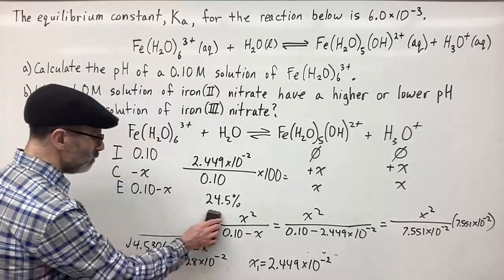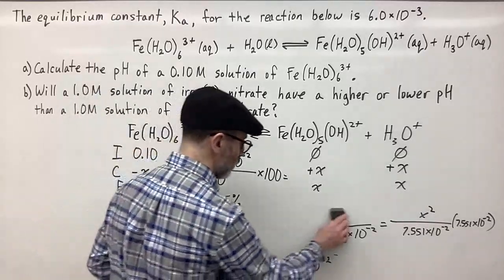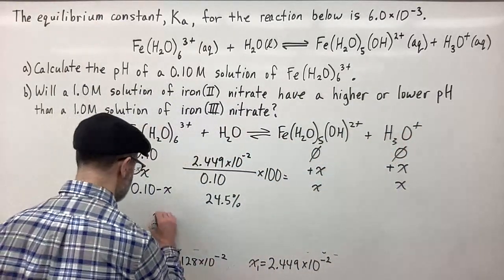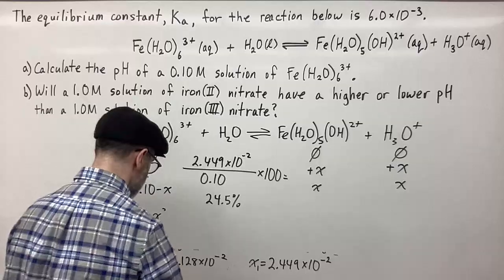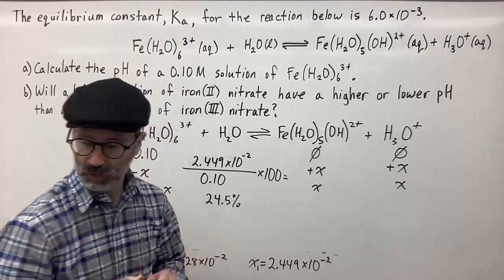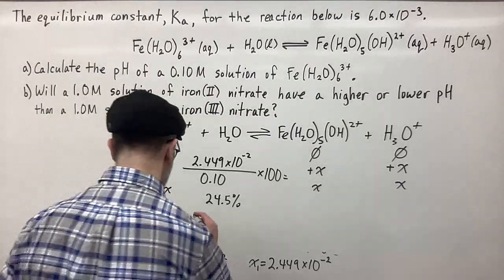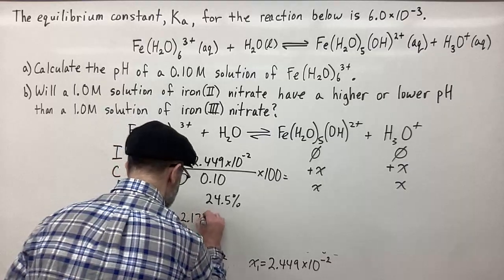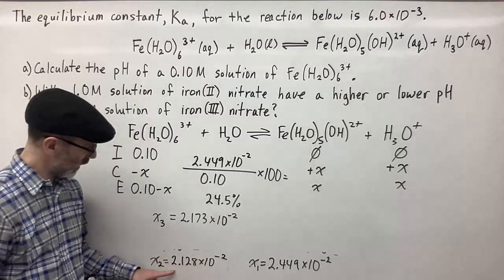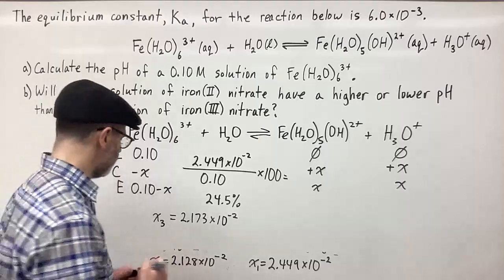So here I got x2 there. I'm going to erase this to give myself some space. When I do this again, I get my third iteration of x is going to be 2.173 times 10 to the negative 2. And you'll see here the second and third iteration are not quite the same, so I have to do it again.